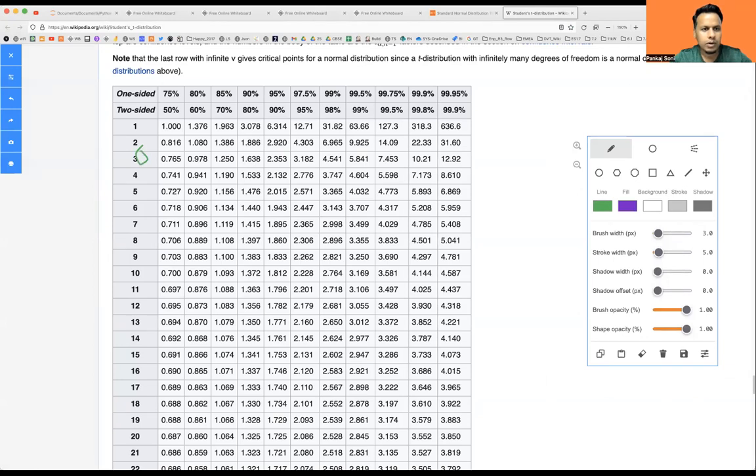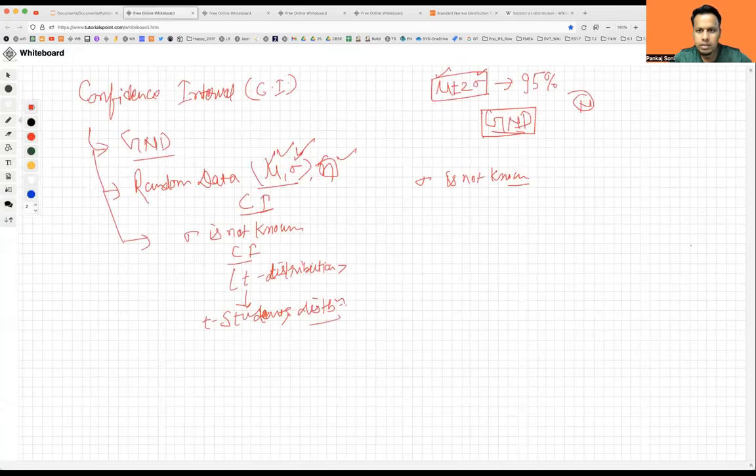Let's say your degree of freedom is 3, and you want 95% probability, right? Where is it coming? This will be your value, 3.162. Similarly, since we are talking about two-sided, this is a symmetric distribution like the Gaussian normal distribution. So for one side, if you want, that will be 97.5% probability, and if you want two-sided, that will be 95% probability. Okay, so that's about this.